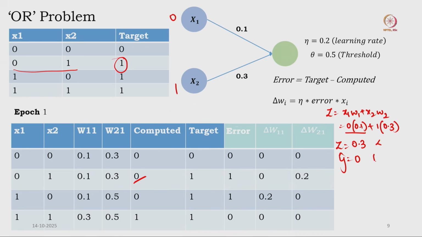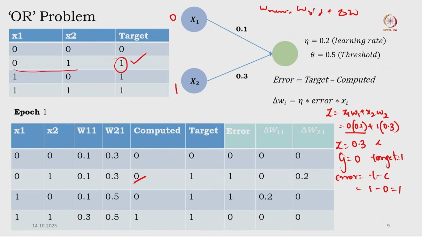Now, what is the target value for this input? The target value for this input is 1. So, what is the next step? We have to calculate the error. How is the error calculated? Target minus computed. Target is 1, so the error is 1. So, now we have to update the weights. What is the formula to update the weights? It is W new is equal to W old plus delta W.